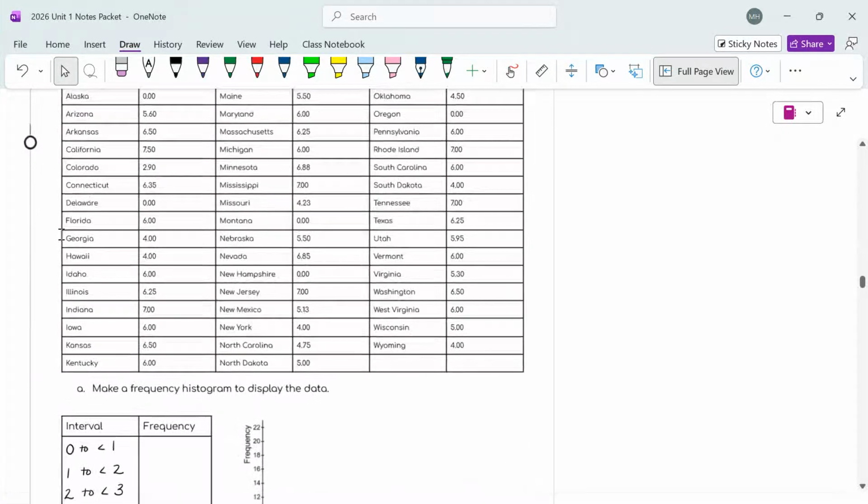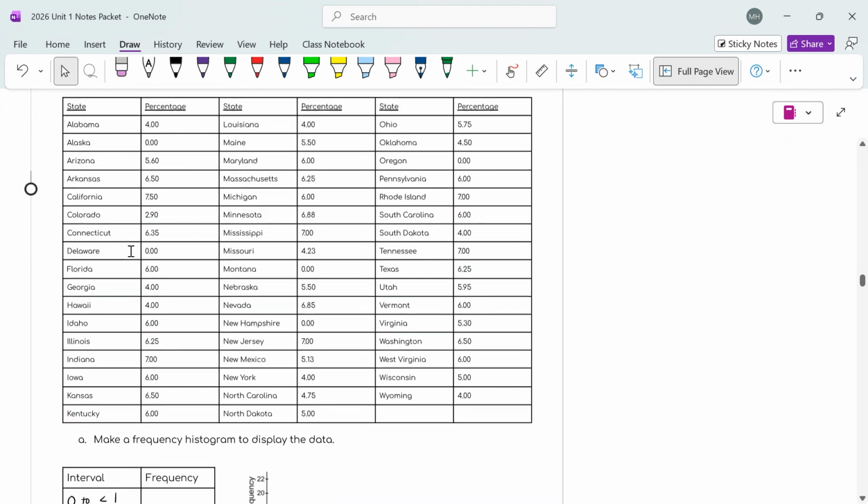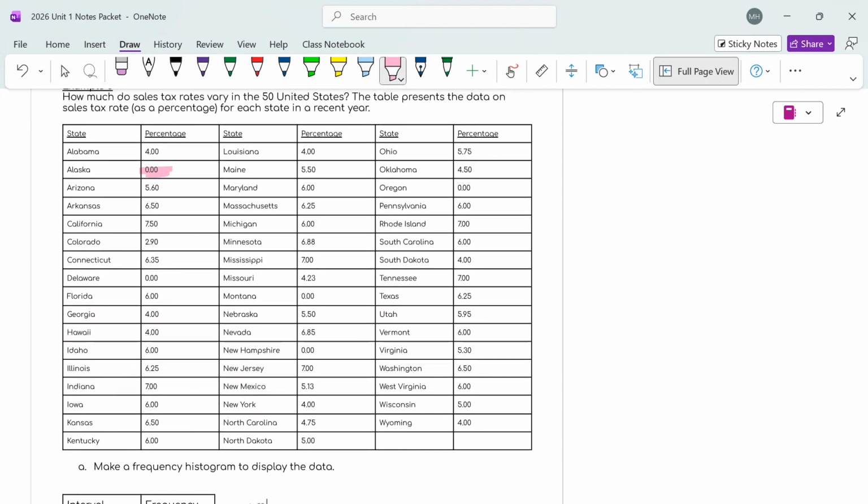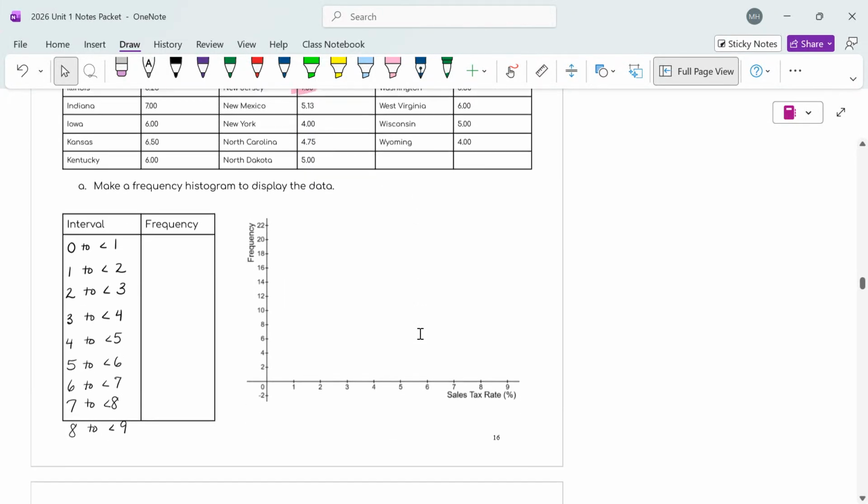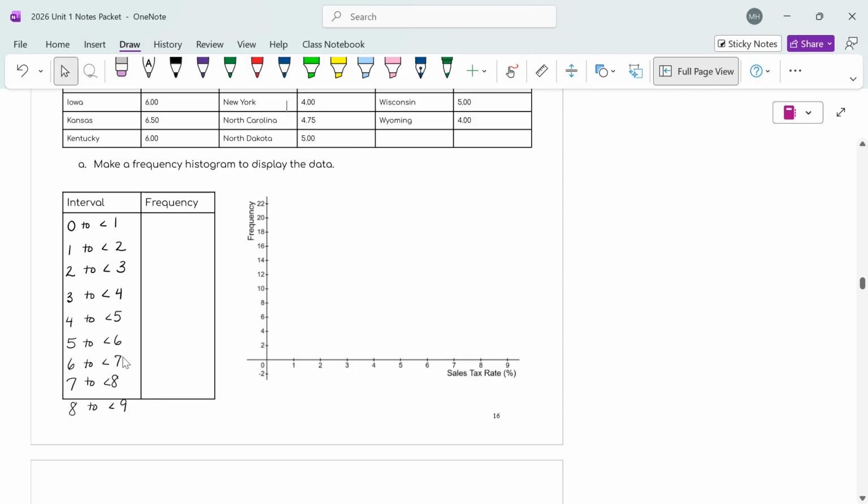The first thing you need to do is look at the data that you have. Our lowest number is 0. Our highest looks like it may be 7, maybe? And we need to find a way to break these up into intervals. So what you can do is find a way to break them up, kind of like the stems. So we have anything from 0% to 1%, from 1 to 2, from 2 to 3, 3 to 4, 4 to 5, 5 to 6, 6 to 7, and 7 to 8.